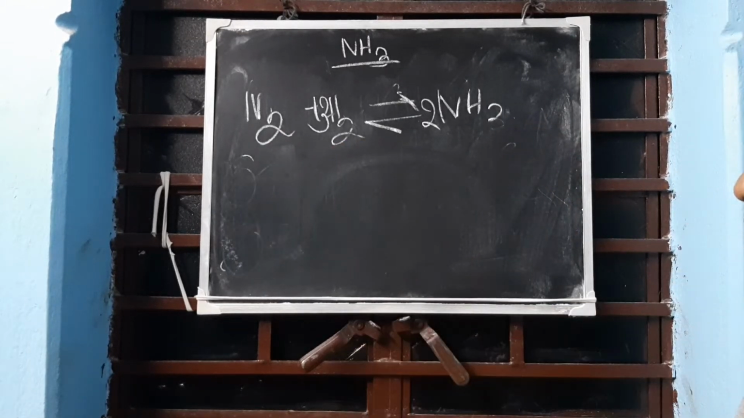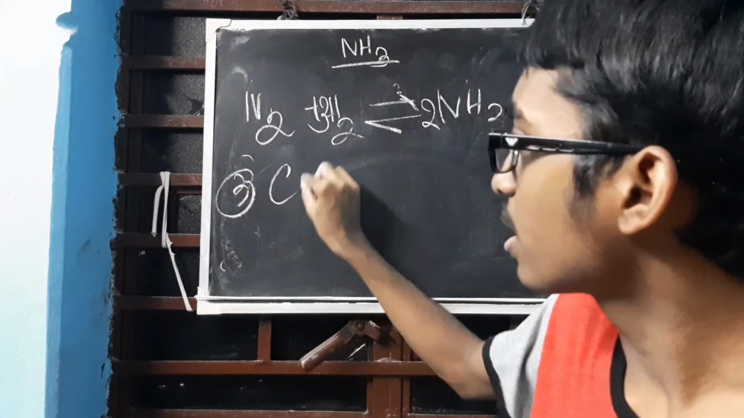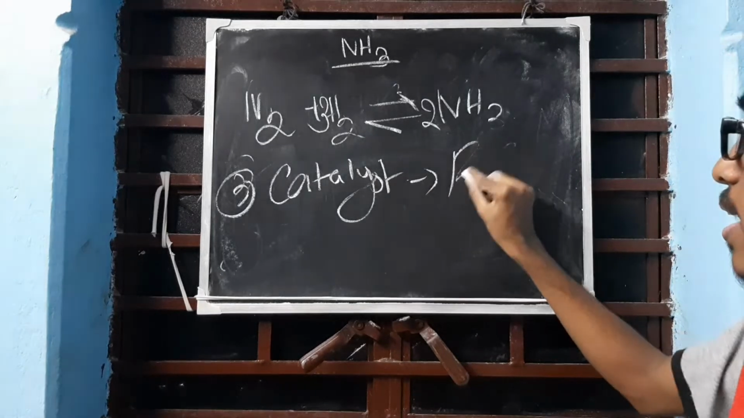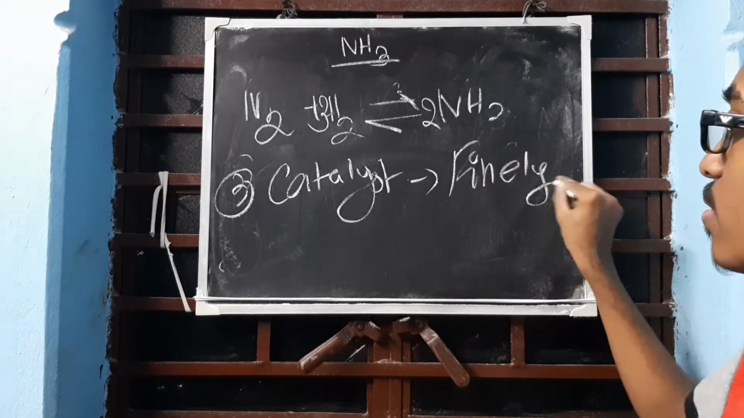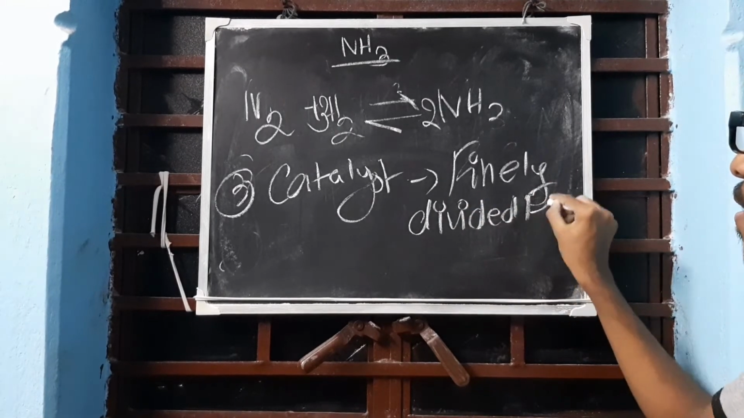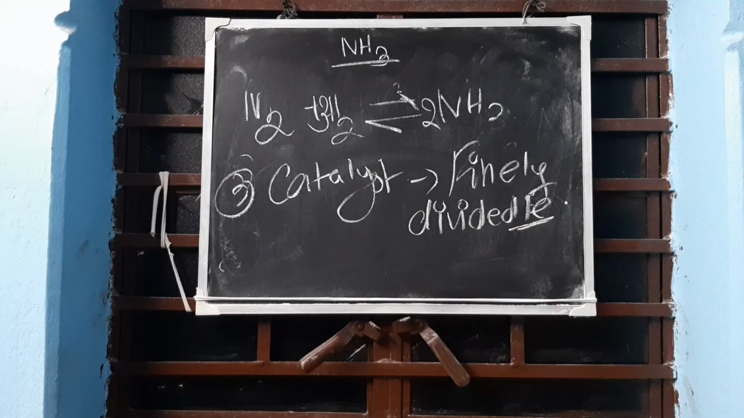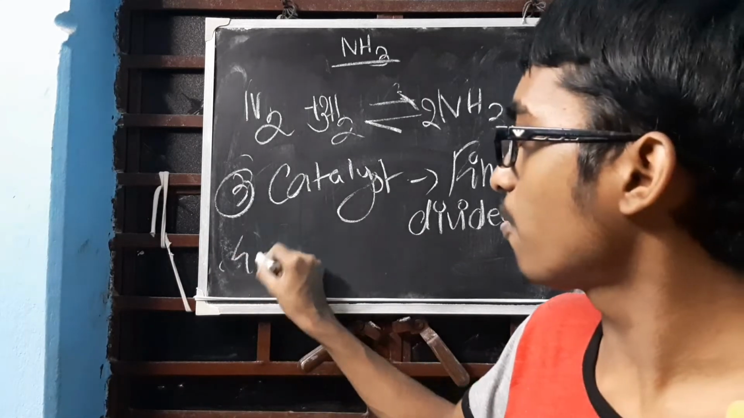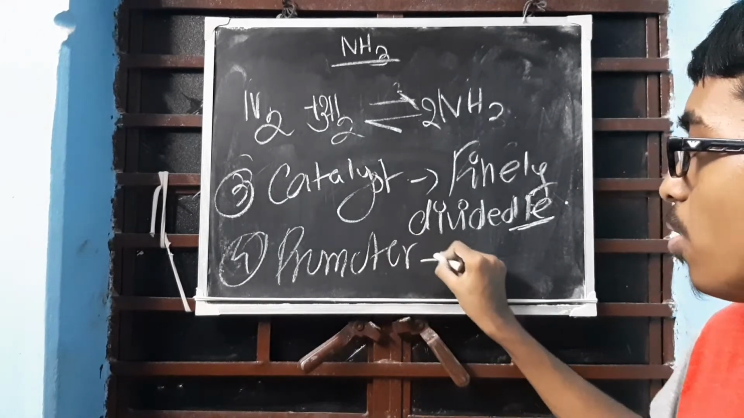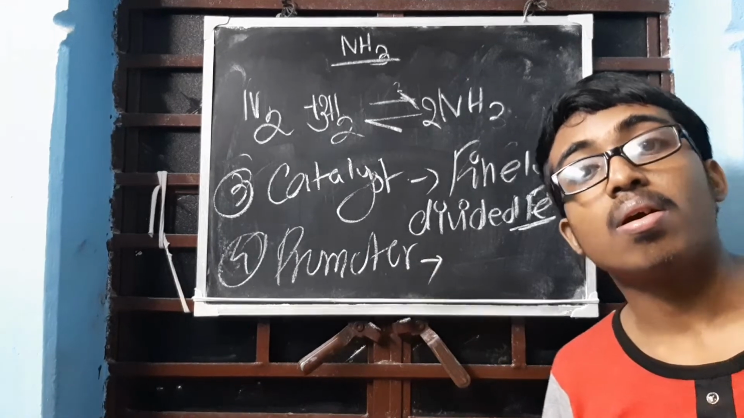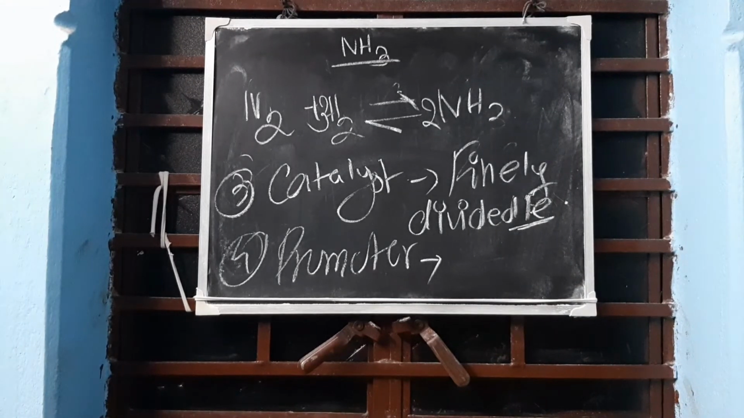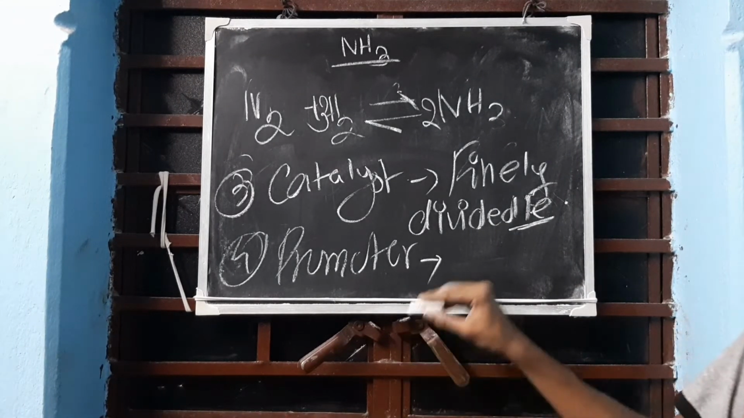Next condition needed, point 3, catalyst. Who is the catalyst? Finely divided iron. Clear? Finely divided iron. Next, number 4 condition, promoter. Who will promote the reaction? Molybdenum. Clear? Molybdenum.